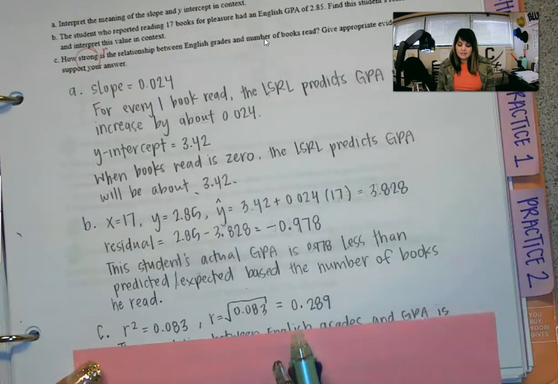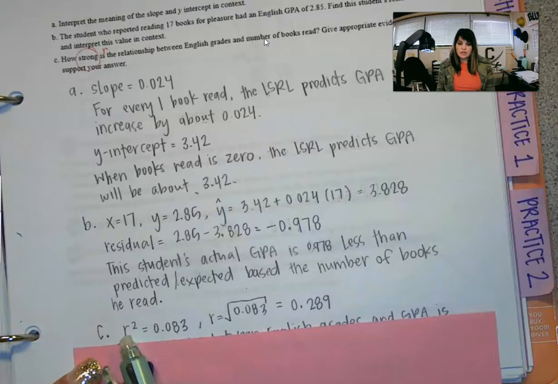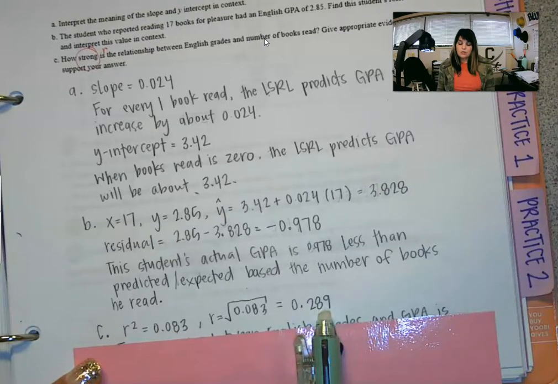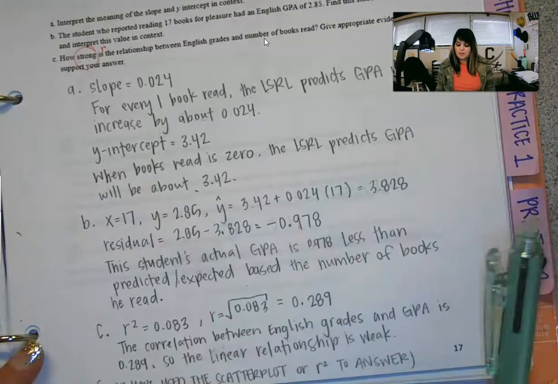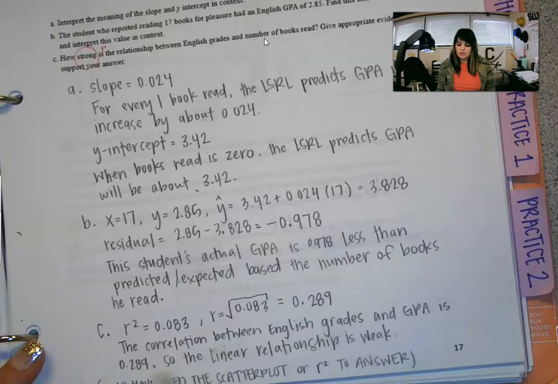Then last, in order to answer this question, I need to know R. They gave me R squared. It's already written as a decimal, so I'm just going to plug that into the root. This gives us an R value of 0.289, which is horrible. The correlation between English grades and number of books is 0.289, so the linear relationship is weak.